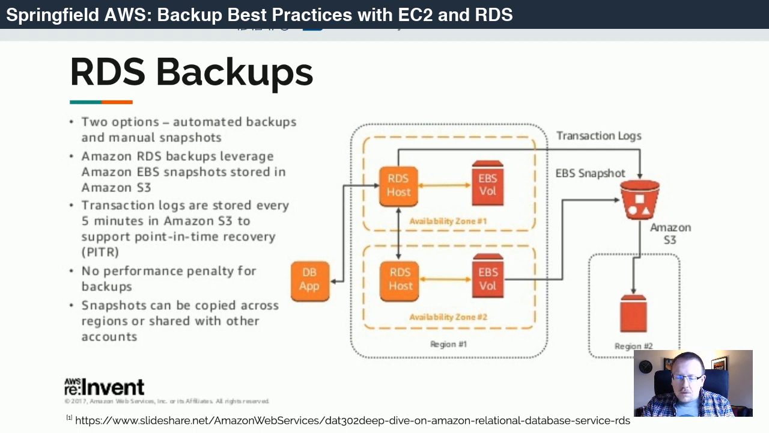You can of course take manual snapshots. I'd suggest setting up automated backups for all of your RDS servers, and I'll talk more about why that can essentially be free for most people. But RDS backups leverage EBS snapshots just like we've been talking about with EC2 and store them in S3. RDS also stores your transaction logs to S3 pretty regularly so that you can perform a point-in-time recovery.